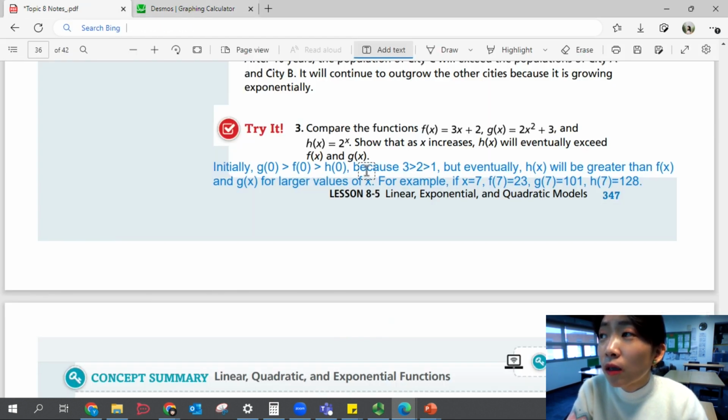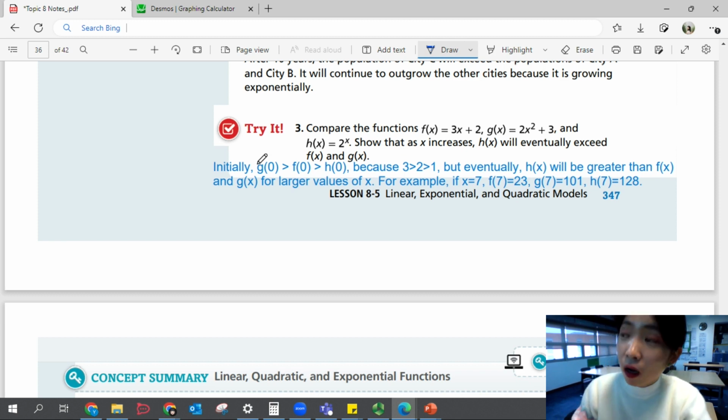And obviously, 3 is greater than 2, and that's greater than 1. So g is starting off strong. But eventually, h of x will be greater than f of x and g of x for larger values of x. So for example, we saw that when x is 7, f of 7 is 23, g of 7 is 101, and h of 7 is 128. You can also explain that in a graph if you are willing to write down and draw the graph. But algebraically and with words, that should be enough.